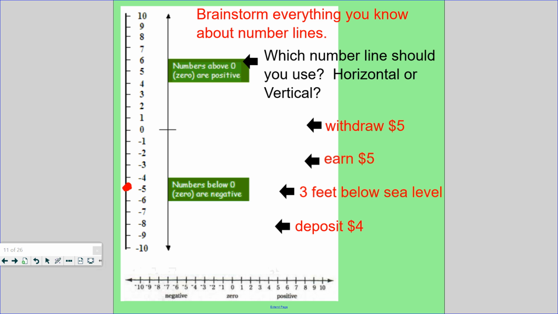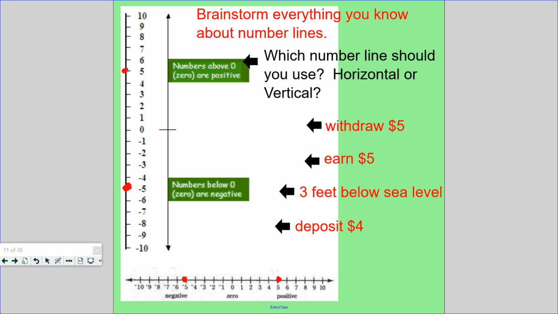-5. So you put a dot right here at -$5. If someone says, I earned $5, what does that mean to you? Earned $5. That means it's right here. Positive, meaning I have money. By the way, these are opposite each other.